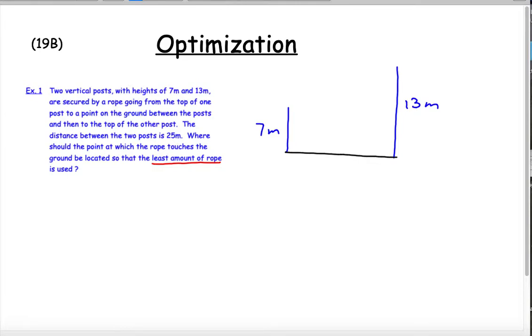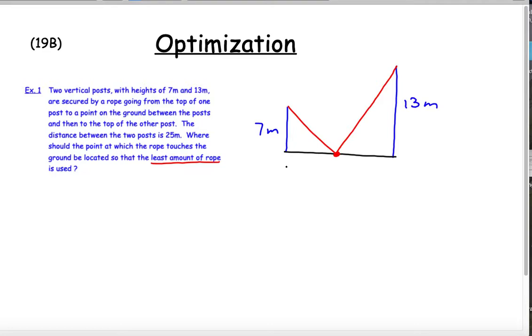And ground in between them. And we want to put a point somewhere in the ground. We're not sure exactly where this should go, but we're going to connect rope to the tops of each of the poles, so to there and to there. And so we want those two red segments, the length of those, to be a minimum. All right, so that's the first step, is to draw a picture and identify what you want. And we also know that the posts are 25 meters apart.